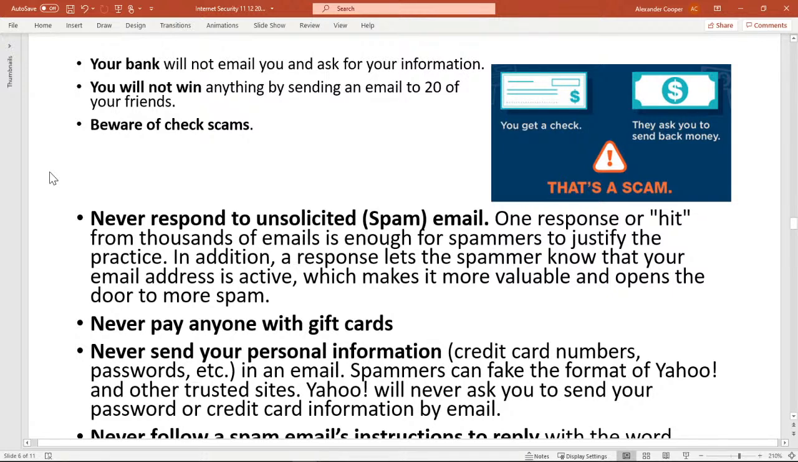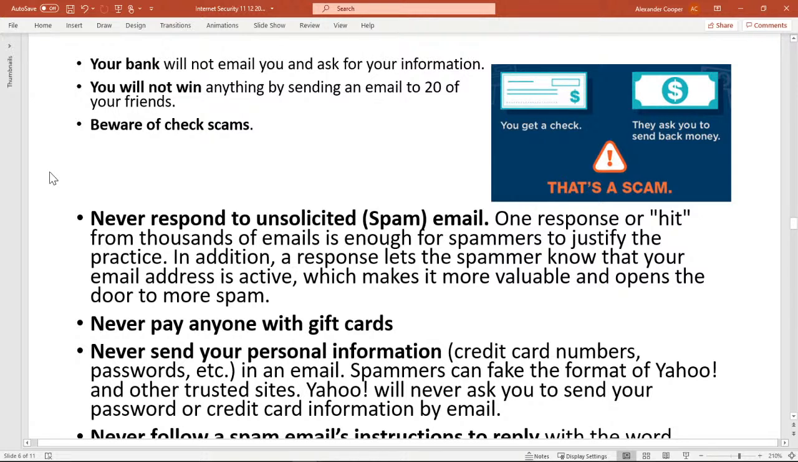Beware of check scams, which we talked about a little bit earlier that the website talks about. Basically, a check scam is that someone contacts you. They say, "Hey, I'm going to send you a check for $1,000. Can you cash that check for me? You can keep $200 of it and just send $800 of it back in gift cards or like a MoneyGram or something like that. I really appreciate it."